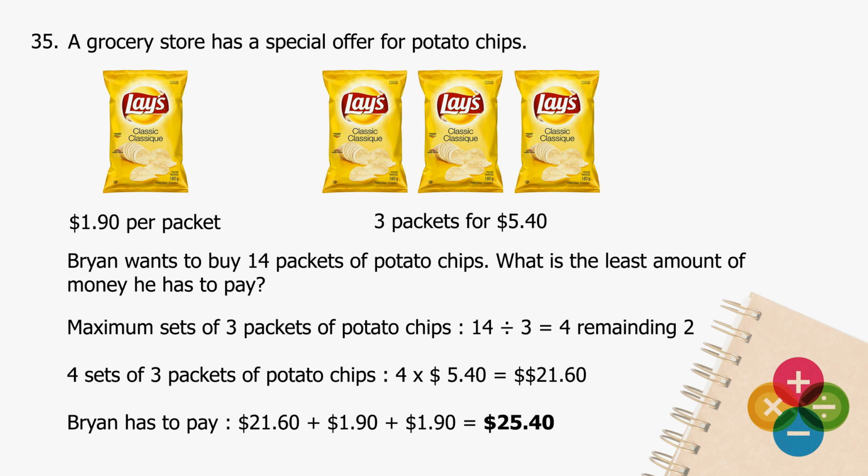In order to find out how many sets of 3 packets of potato chips Brian can purchase, we will take 14 divided by 3, and we will get 4 remainder 2. Brian is able to purchase 4 sets of 3 packets of potato chips, and 2 individual packets. Take $5.40 multiplied by 4, and add $1.90 multiplied by 2, and the answer is $25.40.